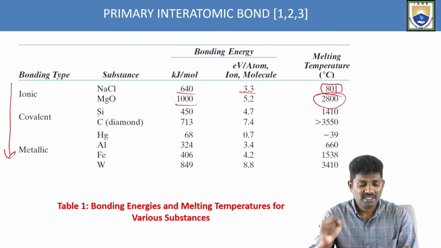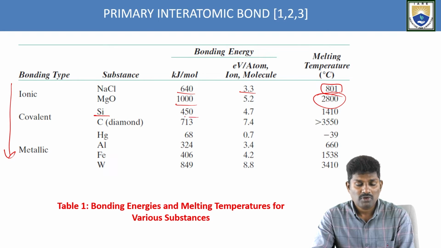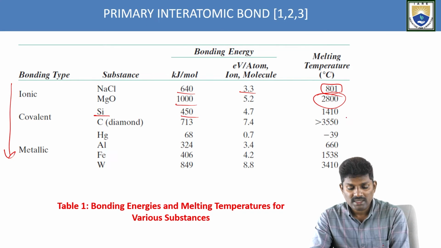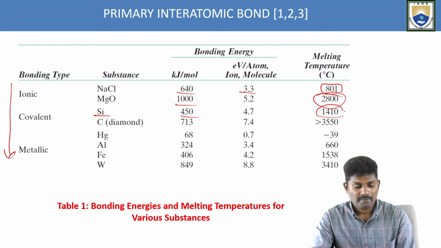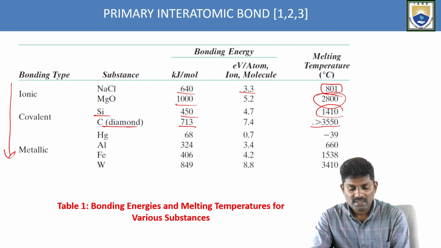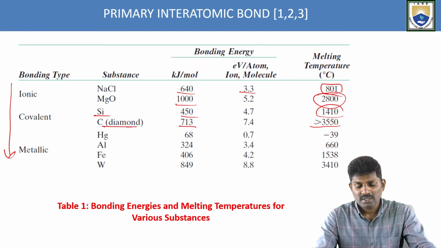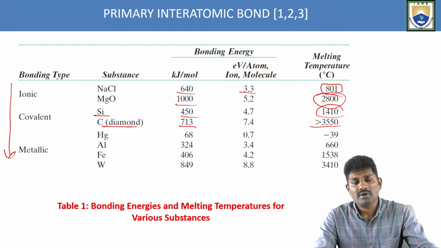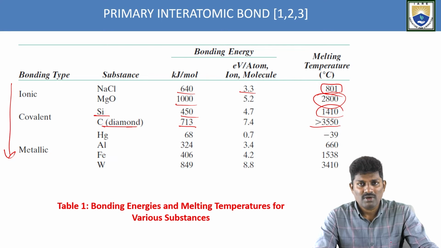Like that, for the covalent, what type of bonding energy is required for silicon? It is about 450 kilojoules per mole, and the melting temperature is about 1410. Similarly, for the diamond, the bonding energy is 713, and the melting temperature is less than 3550 degrees centigrade. So for every type of material, what are the substances, how much bond energy is available, as well as the melting temperature for different types of bonding we can see.